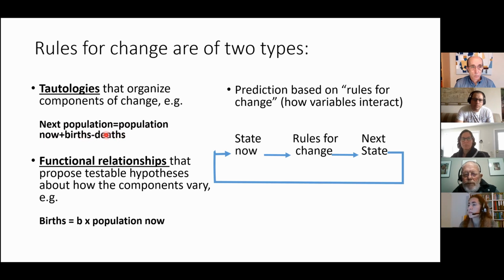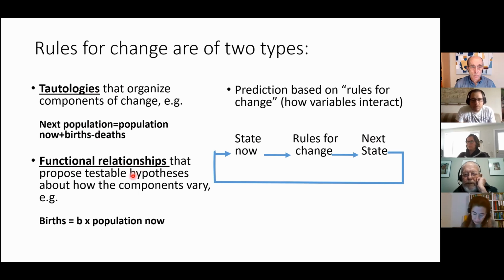Prediction components, births and deaths in a simple population model, so that we can focus on how to predict those components rather than to predict population size directly with some single rule. So if we can get a good rule for the birth part and a rule for the death part, then we can use the tautology to combine those rules to predict the next state.